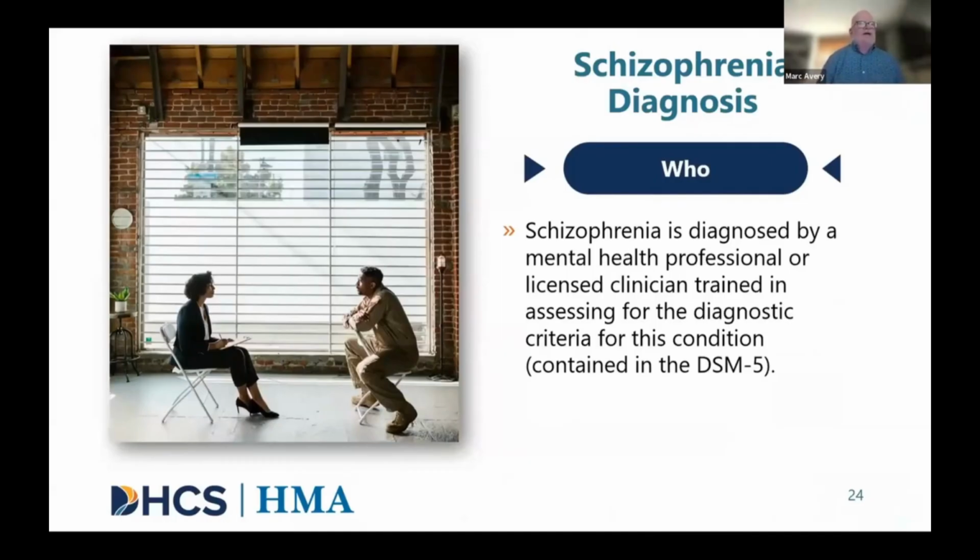Schizophrenia is generally diagnosed by a mental health professional who is trained in the use of the diagnostic criteria for this mental health condition, those criteria that are contained in the DSM-5. The diagnosis is made by collecting information and talking to the person, and after all other possible causes of the symptoms have been ruled out. This is depicted in our next slide, which is a fairly complicated slide, and I'm going to take a few moments on this.